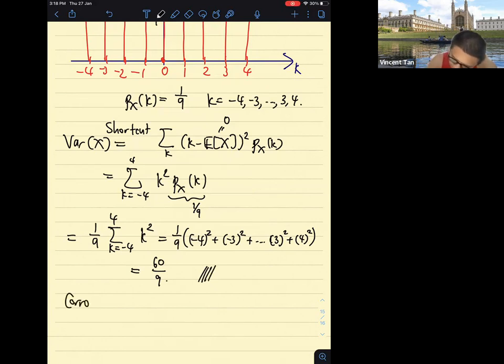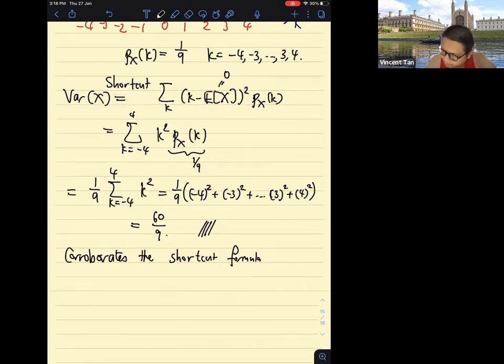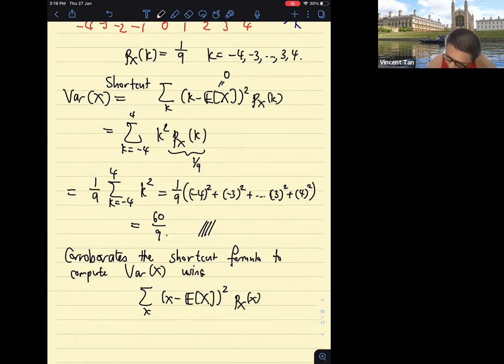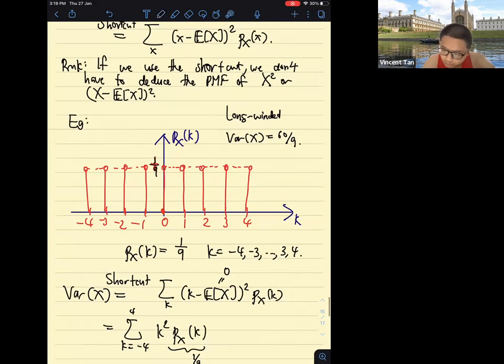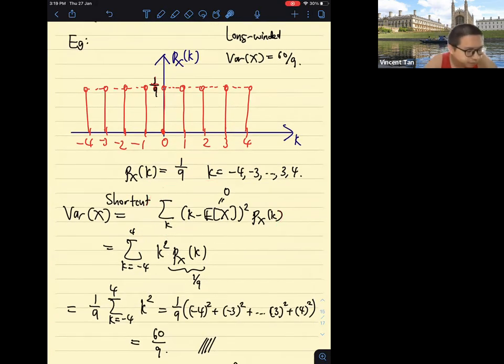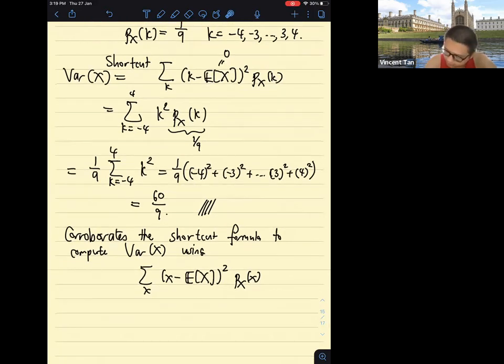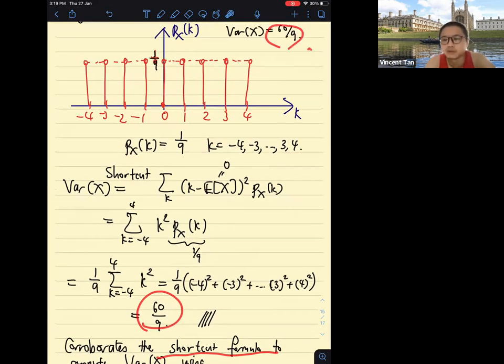So this corroborates the shortcut formula for computing the variance of a function of a particular random variable. It corroborates a shortcut formula to compute the variance of x using just the sum over x of (x minus expectation value of x) squared times p_X(x). And we do not have to deduce the PMF of x squared, or its centered version. All right, we do not have to do this long-winded thing. We can just directly plug into this particular formula. It's the same as the long-winded calculation just now, and corroborates the shortcut formula because we get the same number, 60 over 9. All right, am I still right as rain?